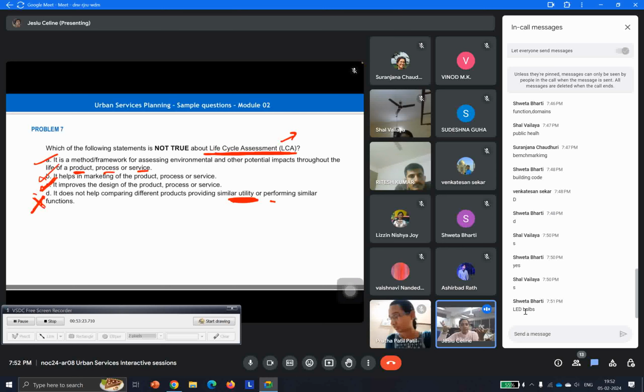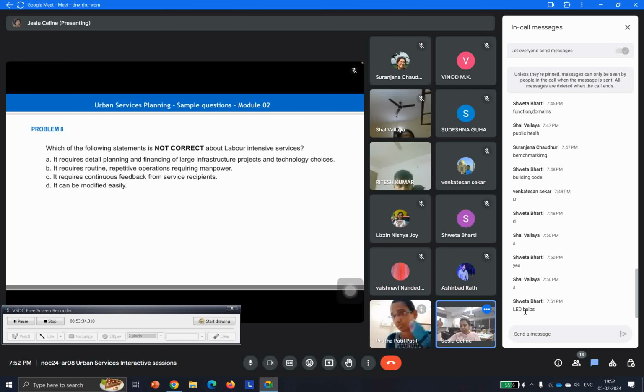If you have the utility as the same thing, then the LCA analysis becomes another parameter in order to choose whether it's better or not. So yes, let's proceed on to the next question.